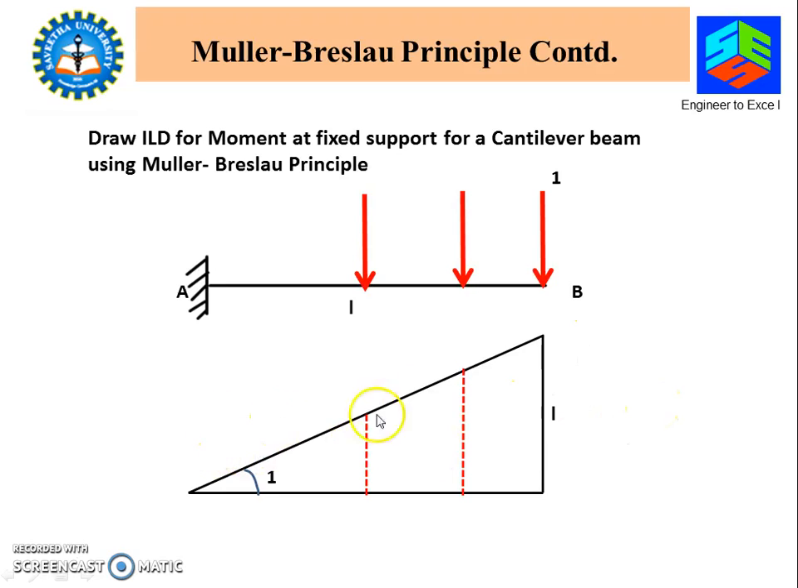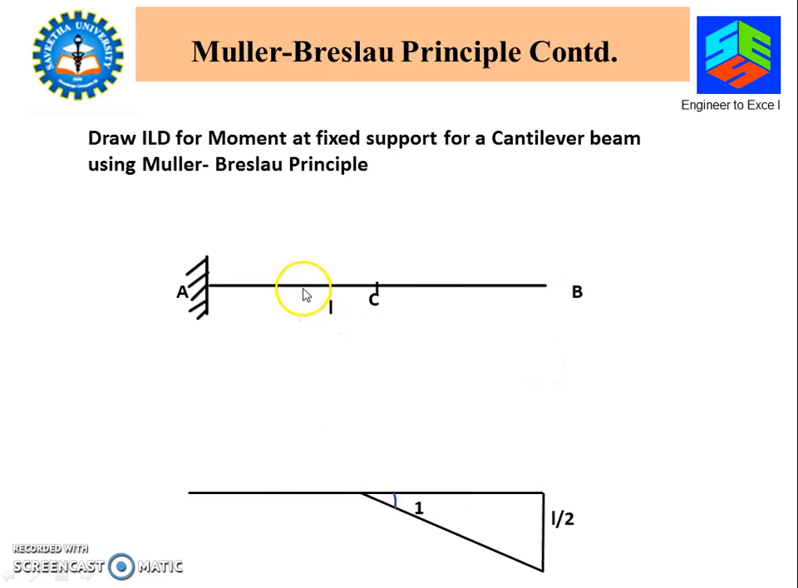What is the meaning of this? What does this shape indicate? It means that when the load is at point B, the bending moment at A is this much, L. Similarly, when the load is here, the bending moment at A is this ordinate. When the load is here, the bending moment is this much, and when the load is at A, the bending moment is 0. This is what this indicates.